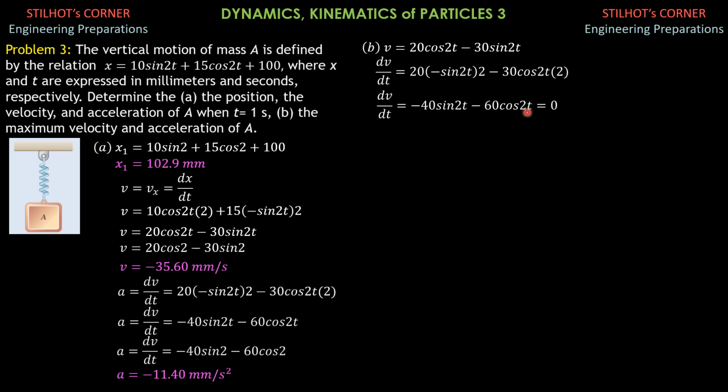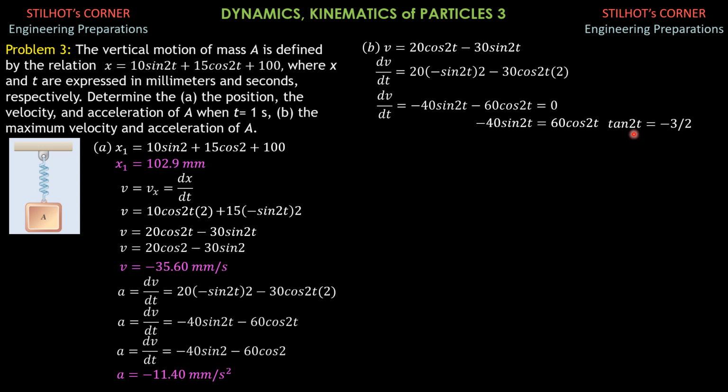Then we equate it to 0 because we want to maximize the velocity. And we have to find the time for v maximum. So we have negative 40 sine 2t equals 60 cosine 2t. So that means sine 2t over cosine 2t, which is tangent of 2t, equals 60 over negative 40, or that's negative 3/2. And take note that there are two quadrants where the tangent is negative, in the second and in the fourth.